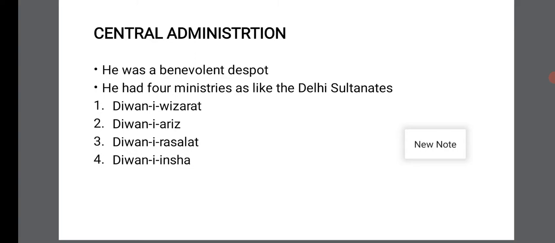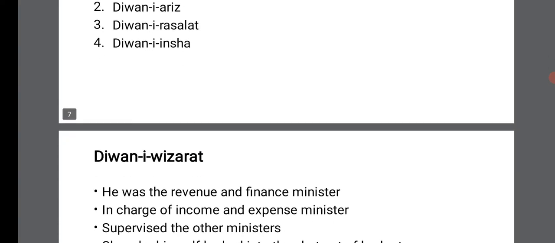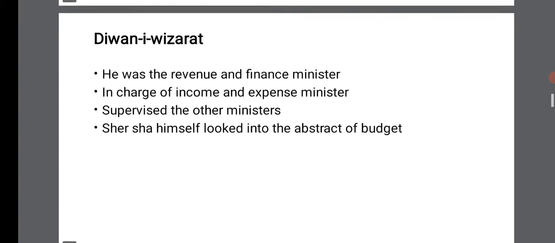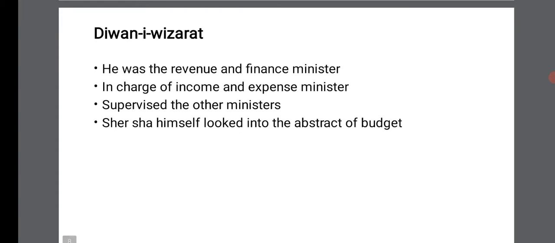They were Diwan-e Wizarat, Diwan-e Aris, Diwan-e Rasalat and Diwan-e Insha. Now let us learn about the functions of each ministry. Let us start with Diwan-e Wizarat. He may also be called the Wazir.